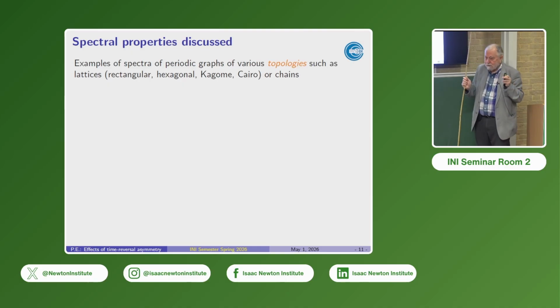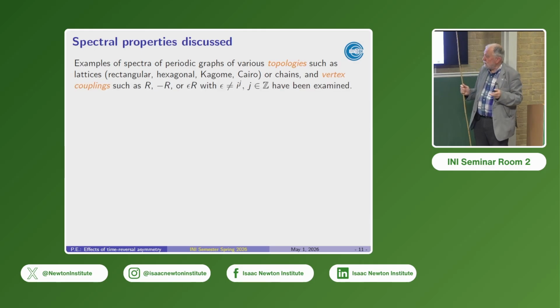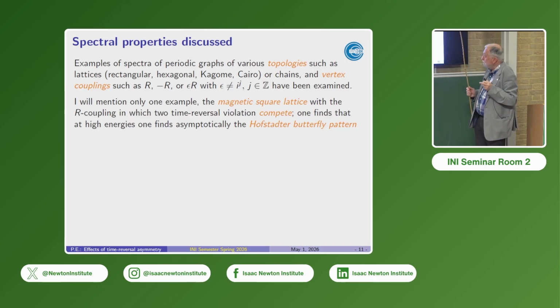Now, this coupling was studied. We studied it in many cases of graphs which are infinite periodic lattices. I will not go through all of that. I will mention just one example which will play a role in the following.